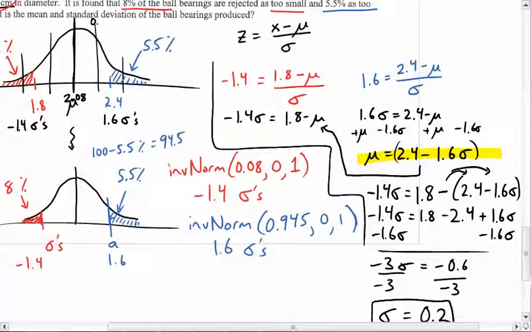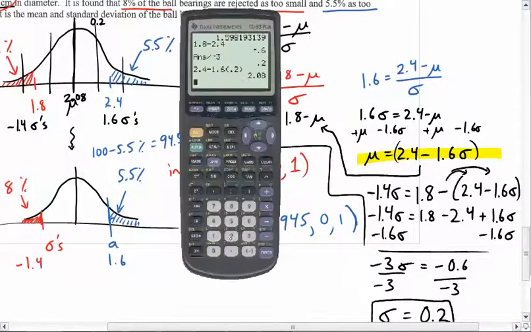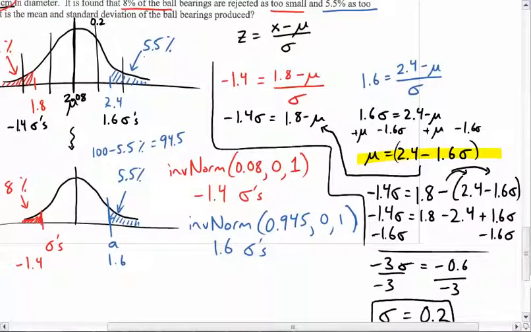So when I go over 0.2, then I have 68% of the data. And if I go over another 0.2, I have 95% of the data. So that would take me to 2.48. That kind of makes sense because I only have 5.5% of the data left over at this 2.4.